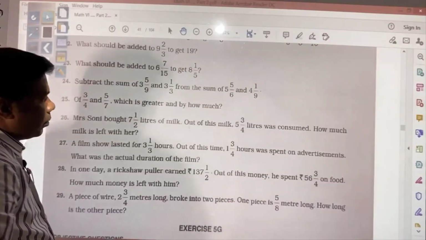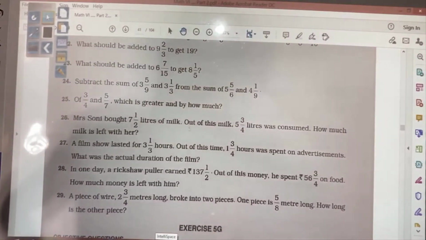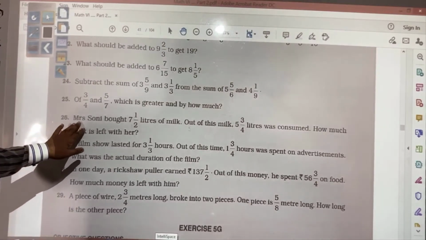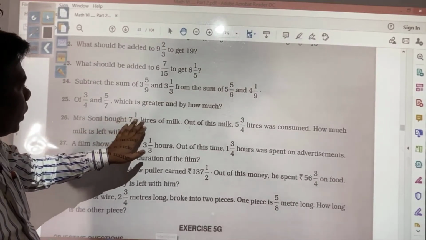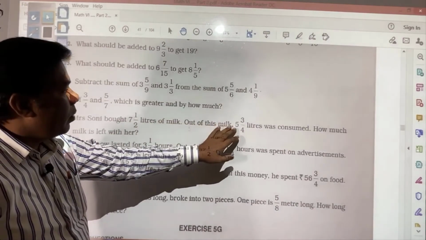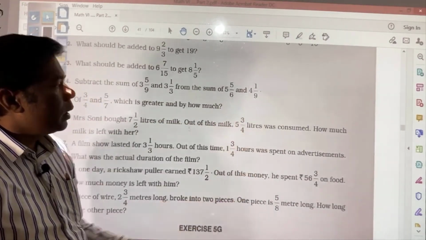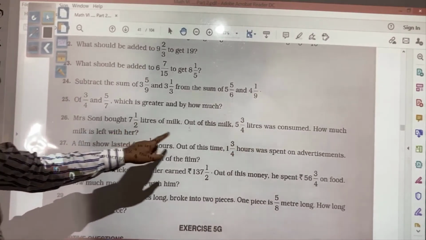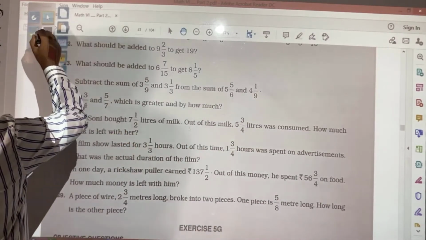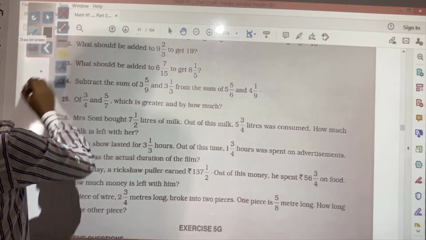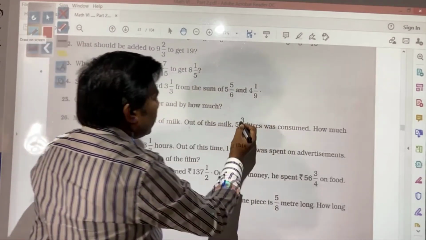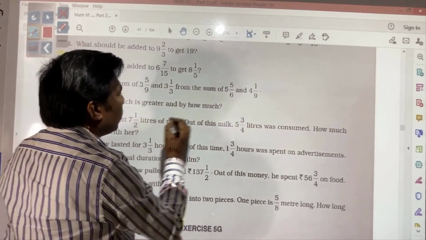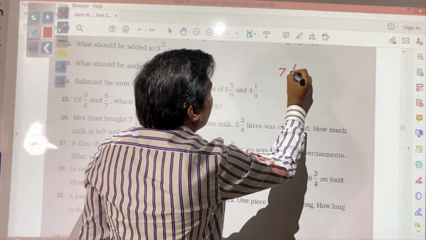Next, we have question number 26. Mrs. Sony bought 7 1/2 liters of milk. Out of this milk, 5 3/4 liters was consumed. How much milk is left with her? So easily, just what you need to do is subtract 5 3/4 from 7 1/2.